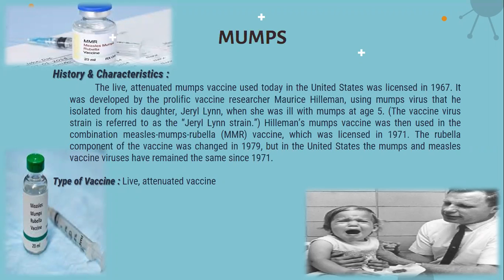Hilleman's mumps vaccine was then used in the combination measles, mumps, rubella vaccine, so trivalent siya, which was licensed in 1971. The rubella component of the vaccine was changed in 1979, but in the United States, the mumps and measles vaccine viruses have remained the same since 1971. So ayan, a brief history lang ng ating mumps vaccine. So ang ating mumps vaccine is a type of live attenuated vaccine.